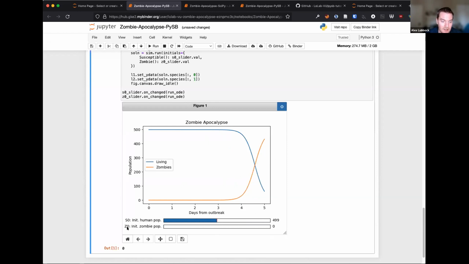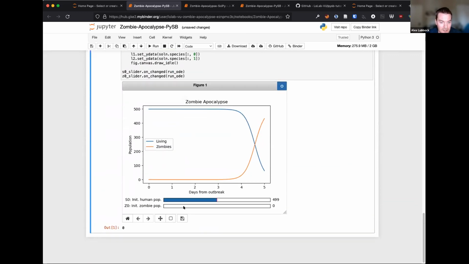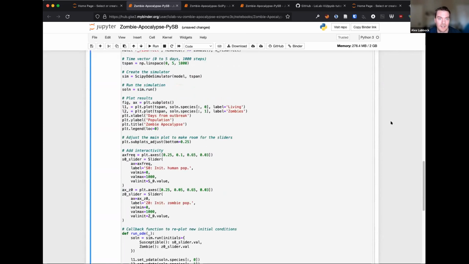And I can change as well this initial zombie population. So if we start off with some zombies, you can see that obviously the number of zombies increases quicker than if you start off with 0. So that's kind of jumping to the end and the output here and showing how you can adjust these. But I'll now sort of show you how you can.